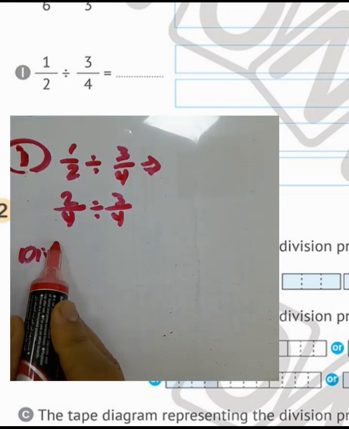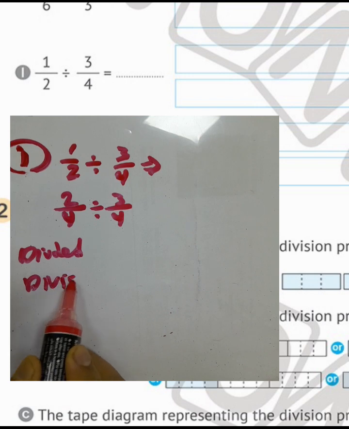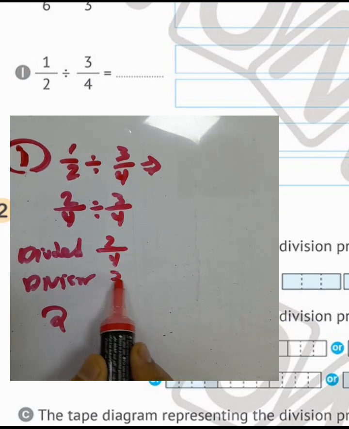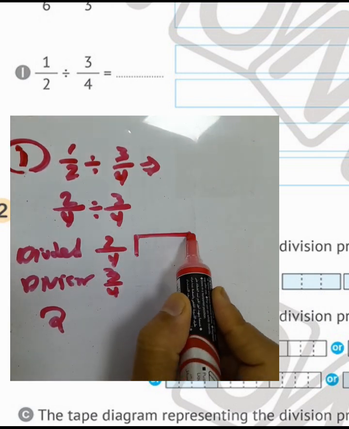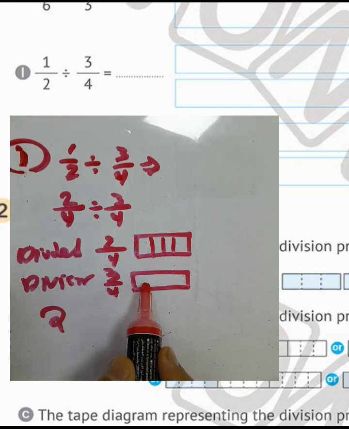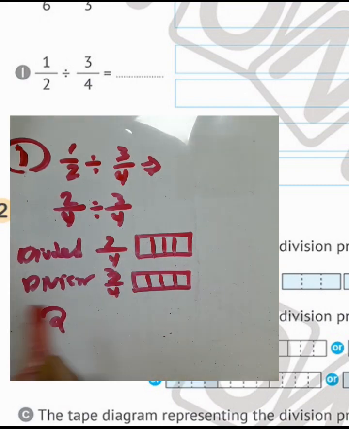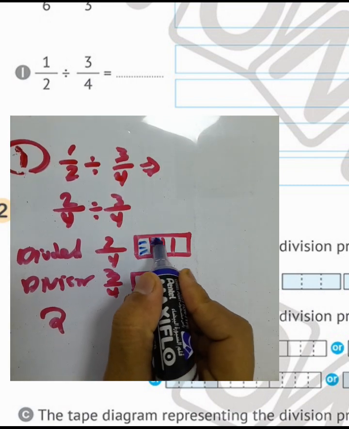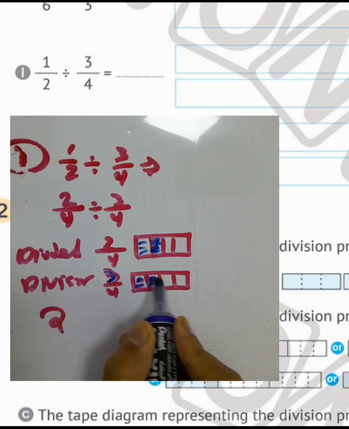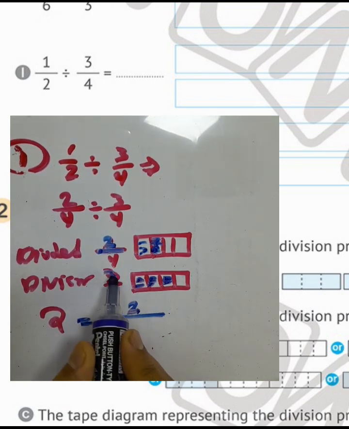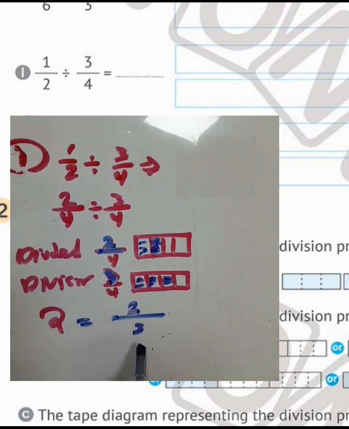Then we can write here the dividend, here the divisor, and here the quotient. The dividend 2 over 4, the divisor 3 over 4. Then we will draw two typical diagrams and divide each one of them into 4 parts. And then we must color from the first 2 parts, and here color 3 parts. Then the quotient will be how many parts colored here? 2. How many parts colored here in the divisor? 3. Then the result will be 2 over 3. Okay?